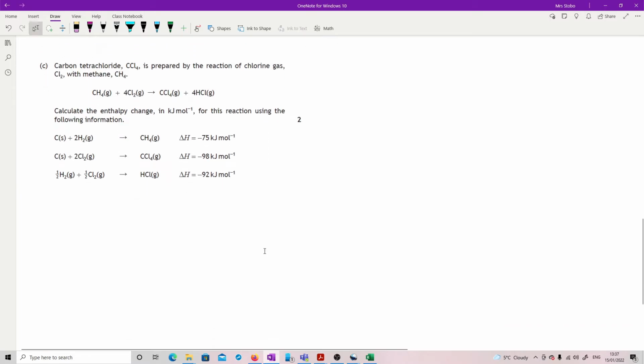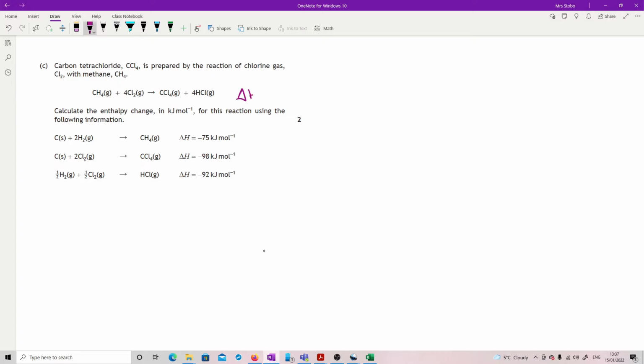Right, got a Hess's law question. Carbon tetrachloride, CCl4, is prepared by the reaction of chlorine gas with methane. Calculate the enthalpy change in kilojoules per mole for this reaction using the following information. Okay, so I'll run both forms. I'll use algebraic and then I'll do your full fix, flip, all that kind of stuff.